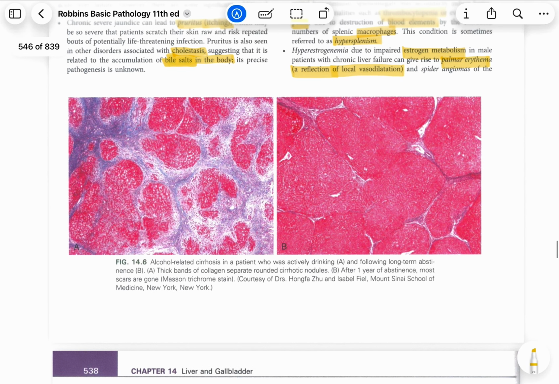This photomicrograph here shows alcohol related cirrhosis. So we can see that there are thick collagen bands and they are separating the nodules. So these are the nodules and we have the collagen bands. Now in B, what we can see, this is after 1 year of abstinence, most scars are almost gone, and this is Masson's trichrome stain. So this is the same patient, which means after abstinence the scars can regress.